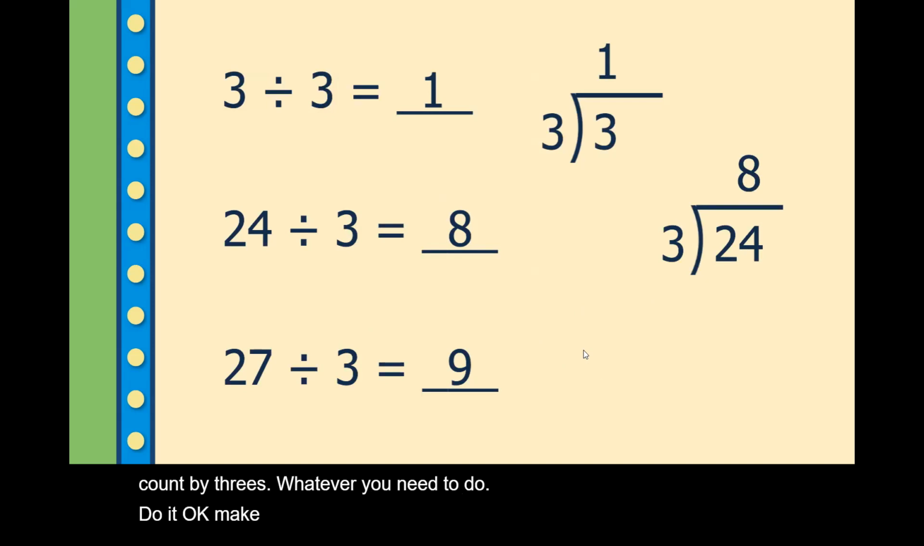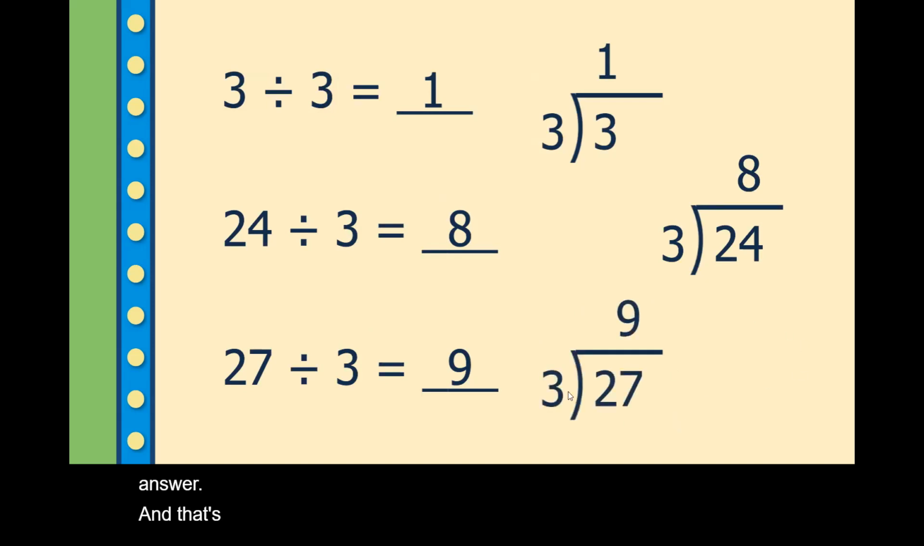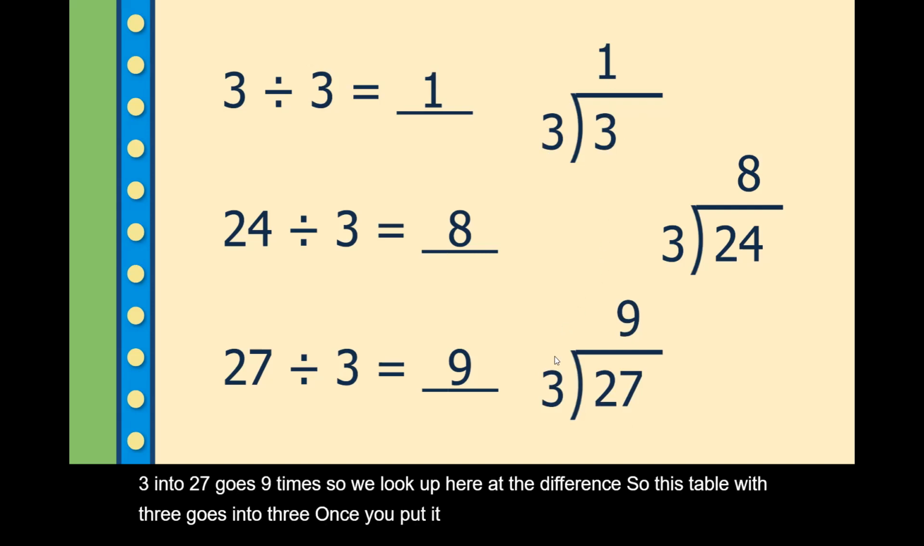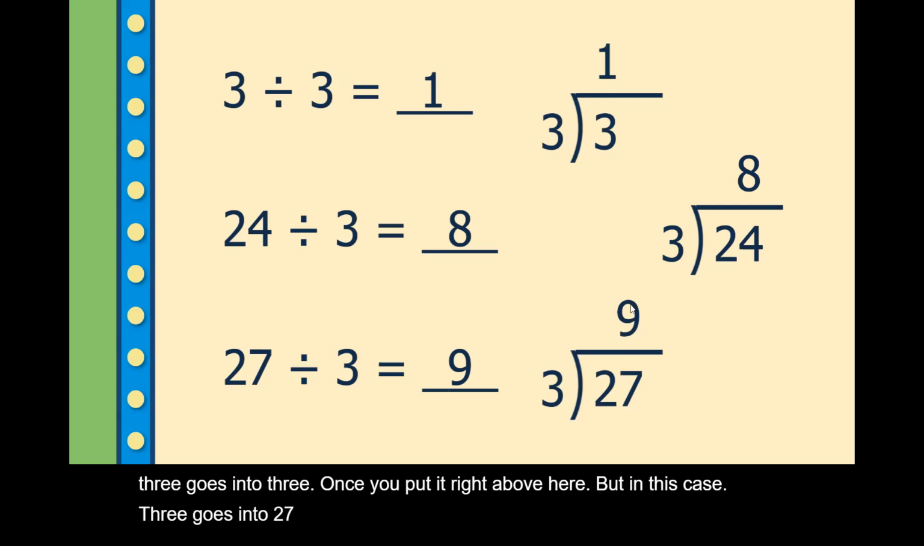Make sure you get it right. Make sure you can multiply to prove your answer. And that's just another way to see 3 into 27 goes 9 times. So look up here, the difference. In this table, 3 goes into 3 once, you put it right above here. But in this case, 3 goes into 27. So the 9 goes over the 7. So that's a really important detail to know.